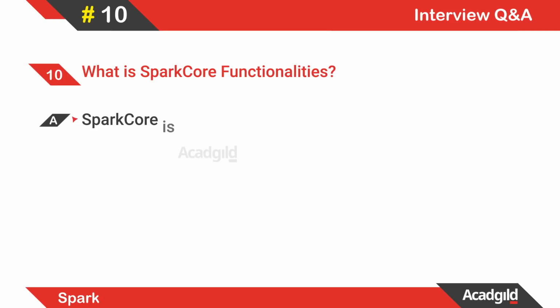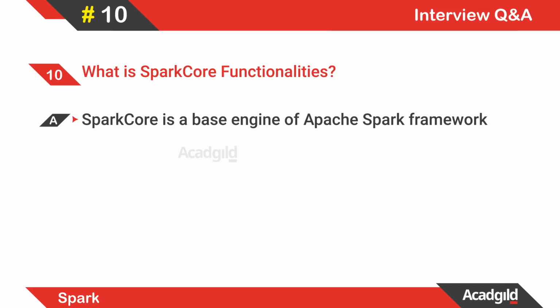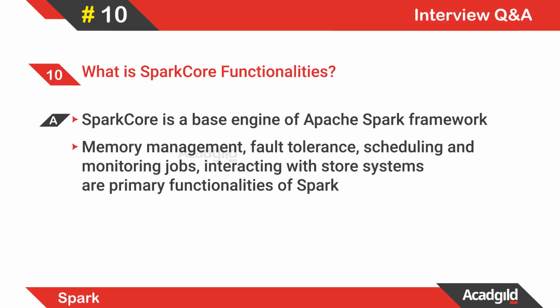Now let's try to understand what Spark Core functionality is. Spark Core is the base engine for the Apache Spark framework. Basically it does memory management, it achieves fault tolerance, it does scheduling and monitoring of your job, and it interacts with the storage system, which is a primary functionality of Spark.